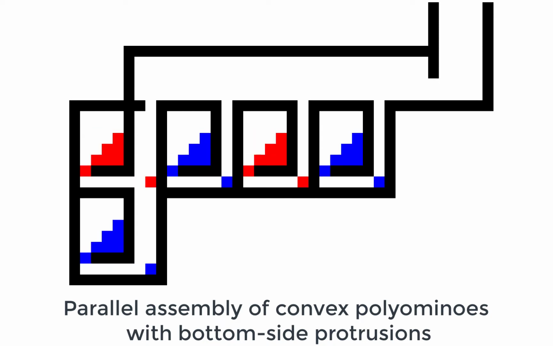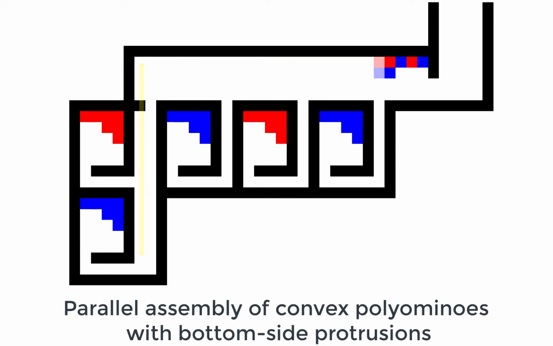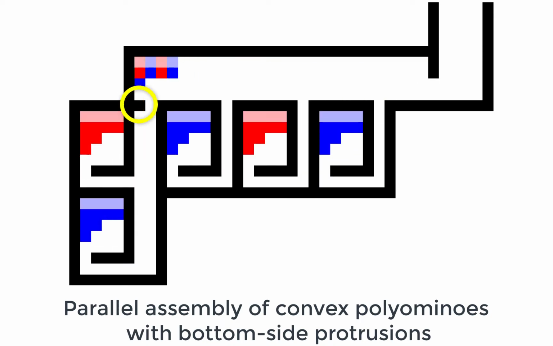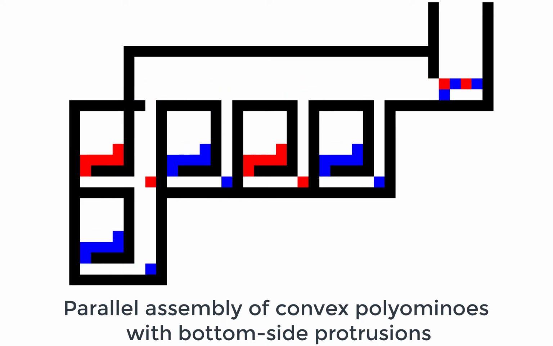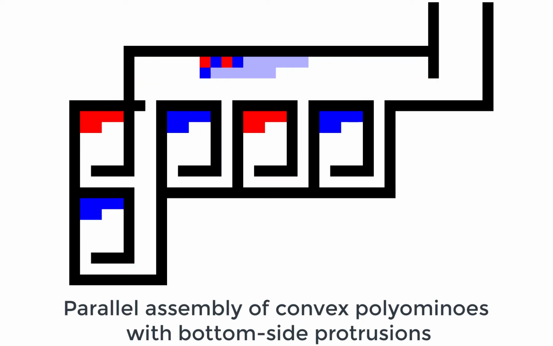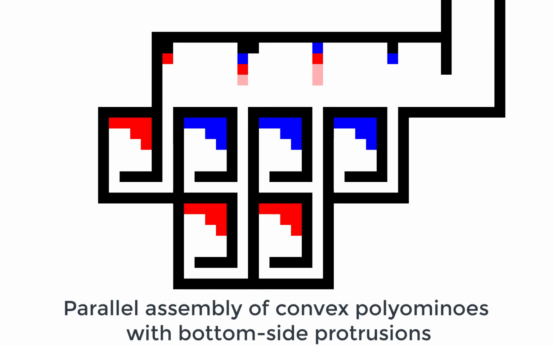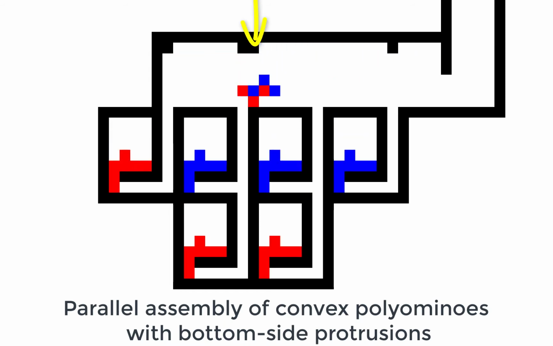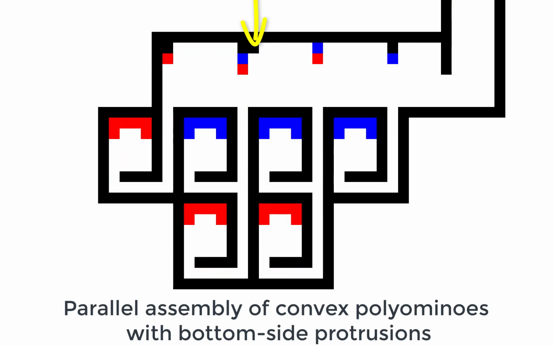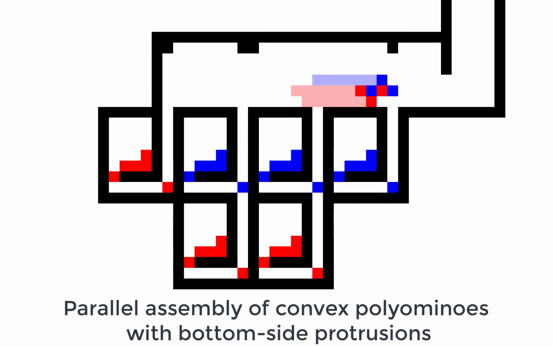Our assembly process can construct any convex polyomino in 6 movement steps. Examples of how to handle bottom-side protrusions are shown here. Our construction process can be used for pipelining, resulting in an amortized, constant production time.